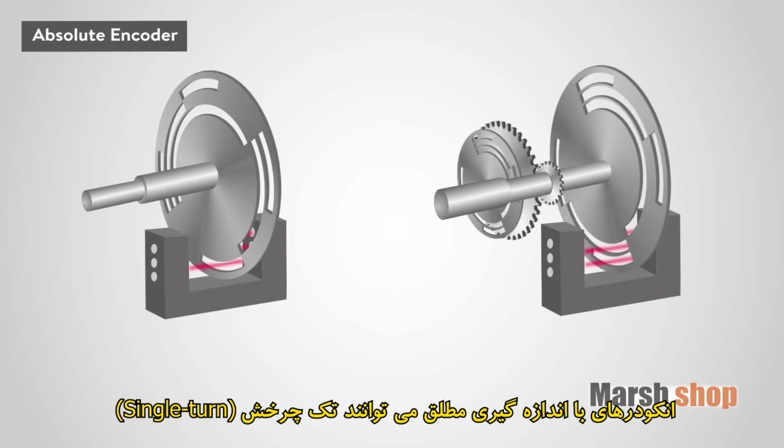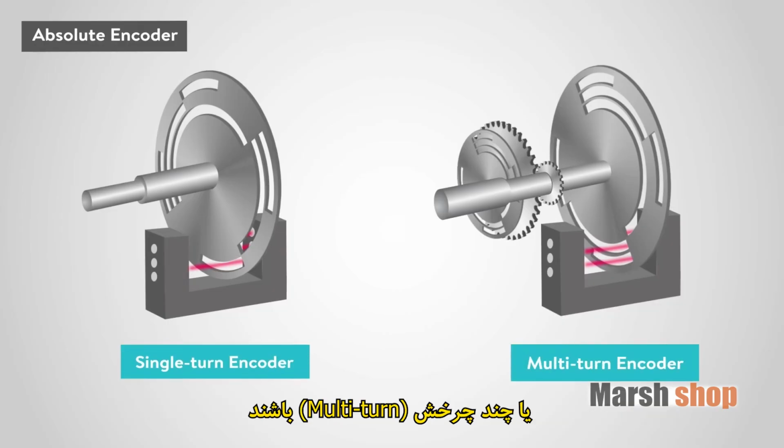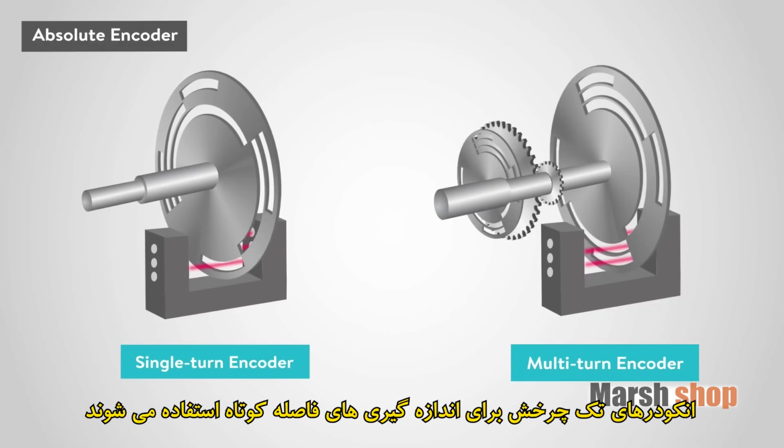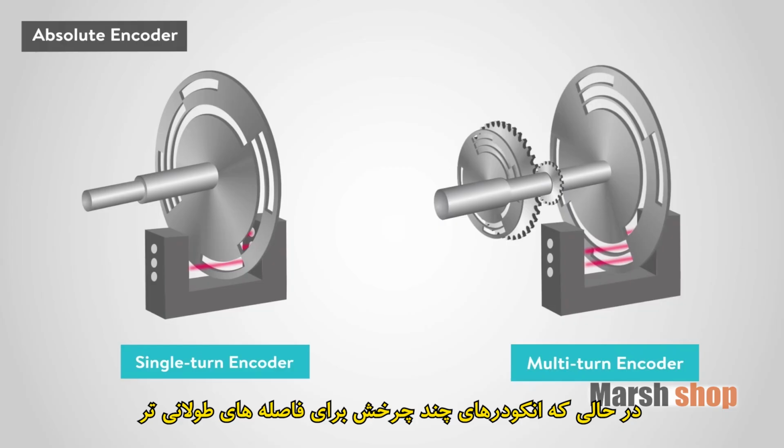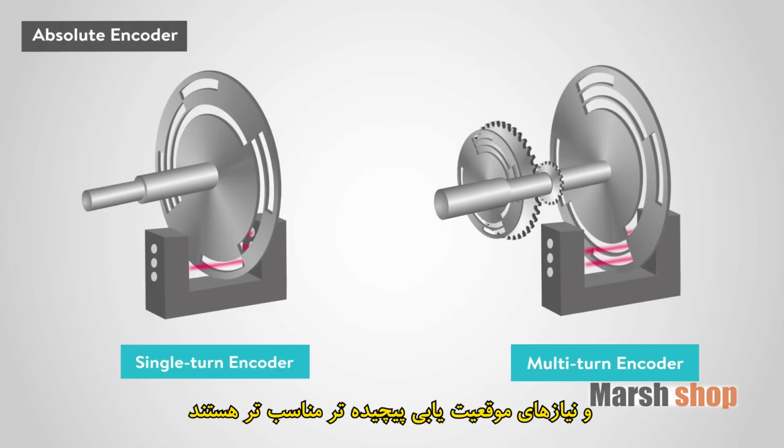Absolute measurement encoders can be single-turn or multi-turn. Single-turn encoders are used for measurements of short distance, while multi-turn would be more suitable for longer distances and more complex positioning requirements.